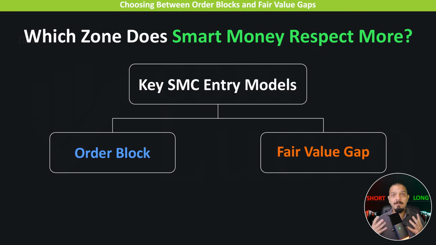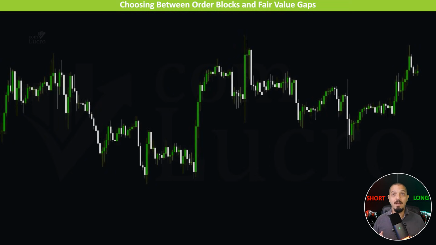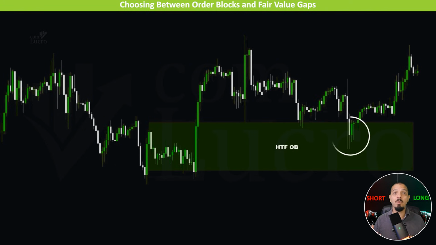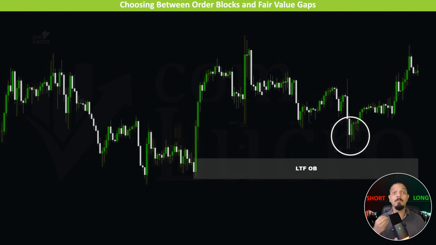So let us begin. As you already know, order blocks and fair value gaps are two zones that smart money traders rely on when setting their entries in the market. Still, many traders struggle to understand which of these areas carries the stronger probability and is more likely to be respected by price. In this example, the market reacts to the higher time frame order block, but ignores the lower time frame one. This reveals an important insight. When price repeatedly fails to reach your entry, it often means the setup has been refined more than necessary.